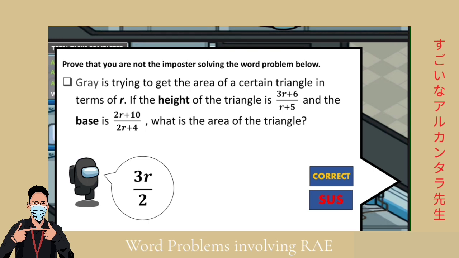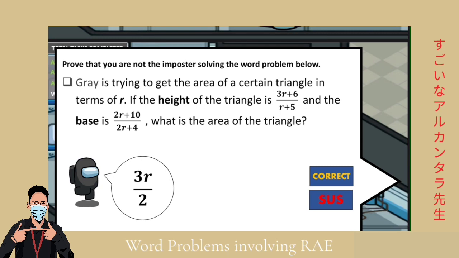So if the height of the triangle is 3r plus 6 all over r plus 5, and the base is 2r plus 10 all over 2r plus 4, what is the area of the triangle? So will that be equal to 3r over 2? Let's check if black is correct or suspicious. The important detail here is that this is a word problem and there are given details that we have to pay attention to. And since the word here is area, that implies multiplication, and there's a formula for figures.